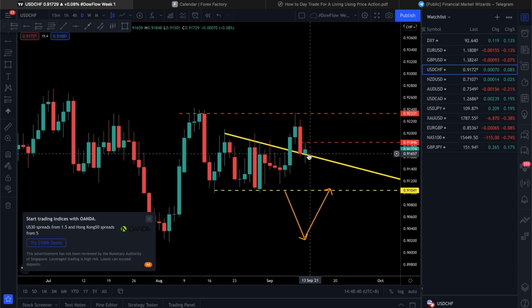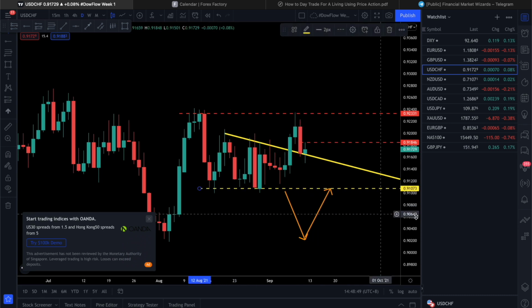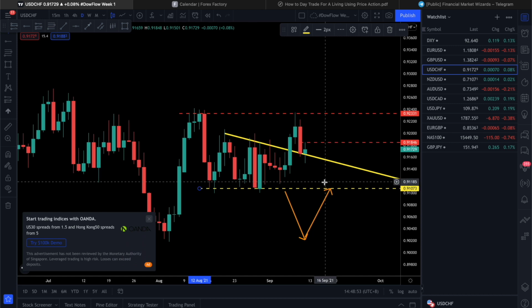The first level to watch is obviously this descending trend line that was broken. If not, if price were to break down lower, then of course the recent low, which would be somewhere around 0.9107. Okay, but bullish bias for dollar franc, that's what I would like you to focus on.